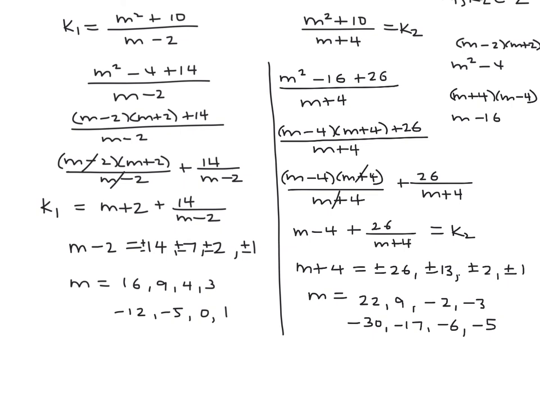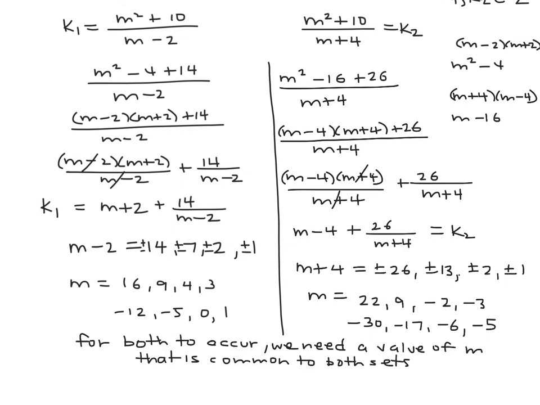We want this to occur and that to occur. In order for both to occur, we have to get m that's common to both sets. So when you look through both sets, what's common? Well, m equals 9 is in both sets, and m equals negative 5 is in both sets. And those are the only two values of m. So m equals 9 and negative 5 satisfies the conditions of that question.